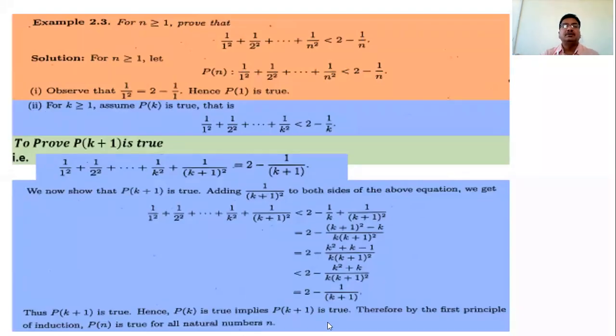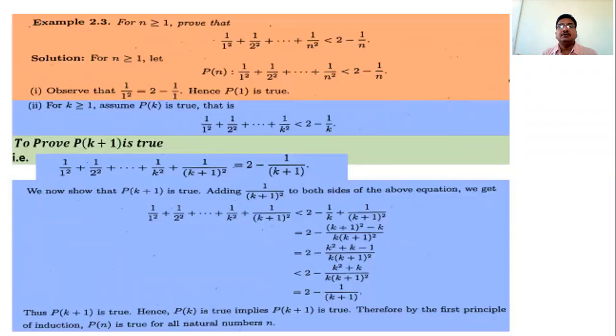Next problem on mathematical induction: for natural numbers n greater than or equal to 1, prove that 1 by 1 square plus 1 by 2 square plus dash dash dash 1 by n square is less than 2 minus 1 by n. Now we have to prove this result statement by using the first principle of mathematical induction.